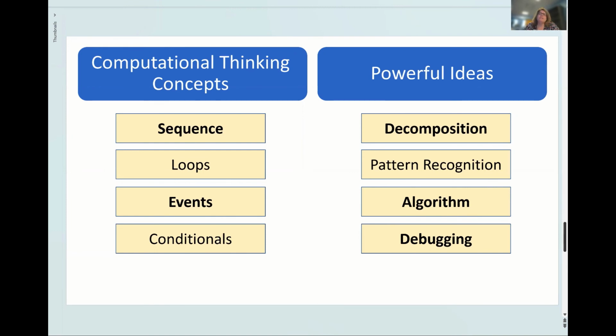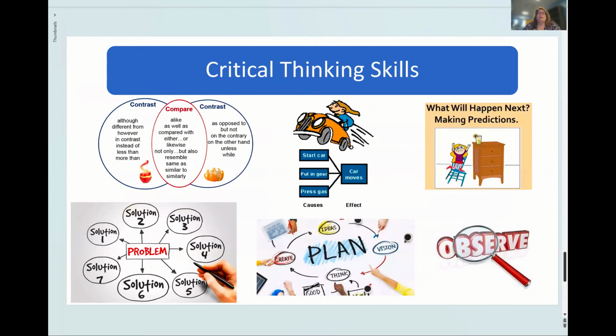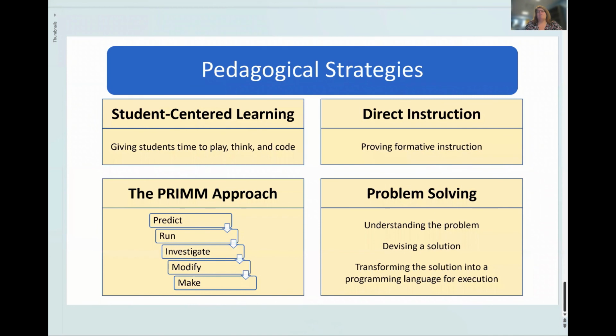When the program didn't run as expected, students worked to debug their programs. We also applied critical thinking skills by having students compare and contrast what they saw in this lesson compared to lessons 3 and 5. Explore cause and effect with user input, make predictions, solve problems, make a plan, and observe the code. We also employed a variety of pedagogical strategies by encouraging students to play, think, and code while providing direct instruction for key elements. Students also focused on understanding the problems, devising solutions, and using the PRIM approach to investigate and make their own programs.